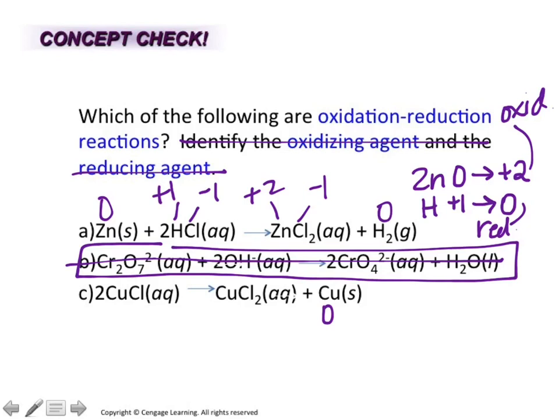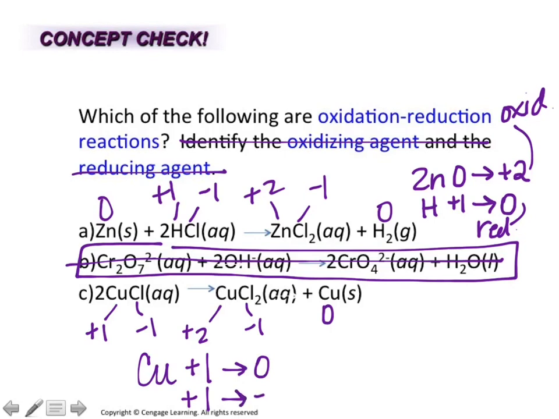If we look at the C, copper, chlorine's a -1, which means copper has to be a +1 here. Over here, chlorine's a -1, but copper now is a +2. So what happens is copper is both. It goes from being a +1 to a 0, but it also goes from being a +1 to a +2. So in this situation, it's both. One of the coppers is being oxidized and the other one is being reduced. So you have both going on there. So copper chloride is both your oxidizing and reducing agent.